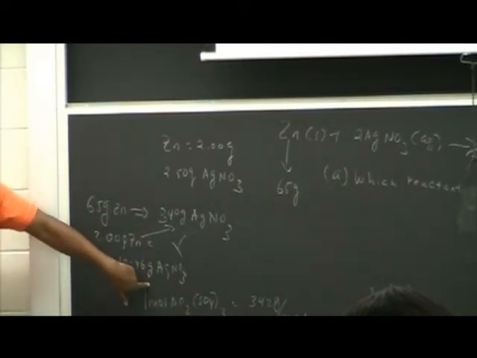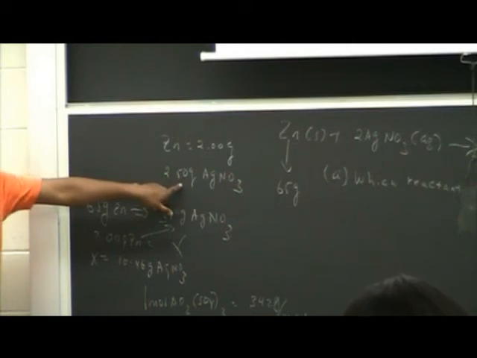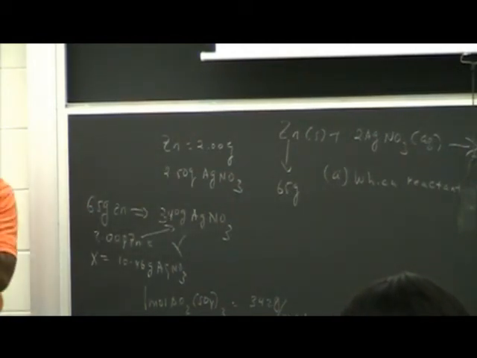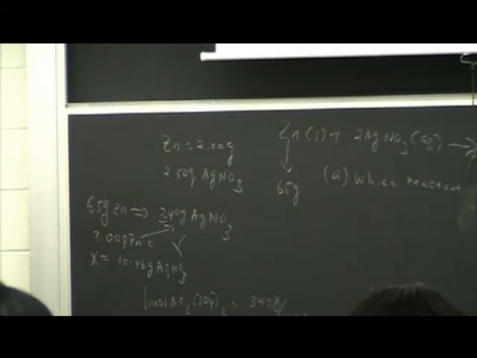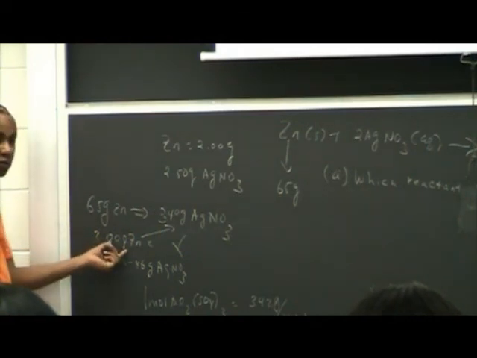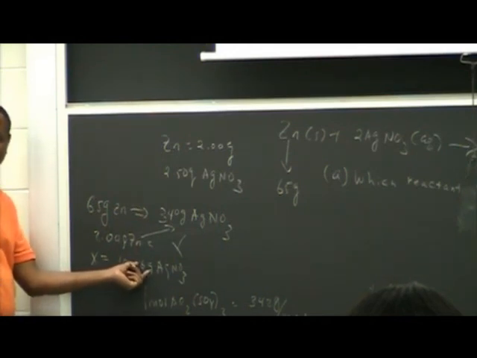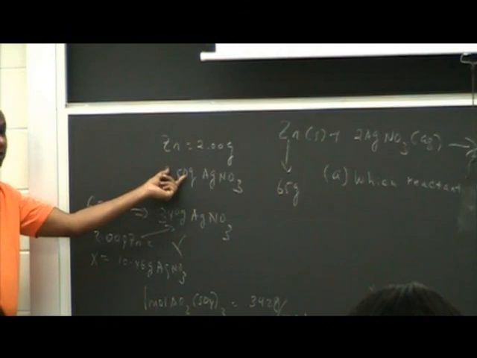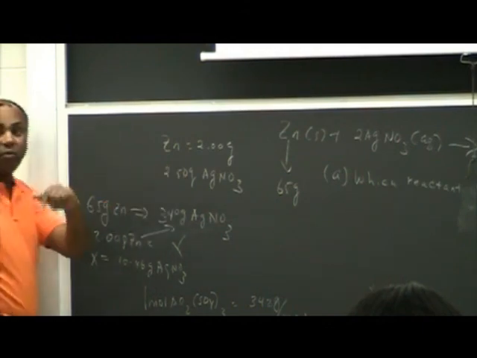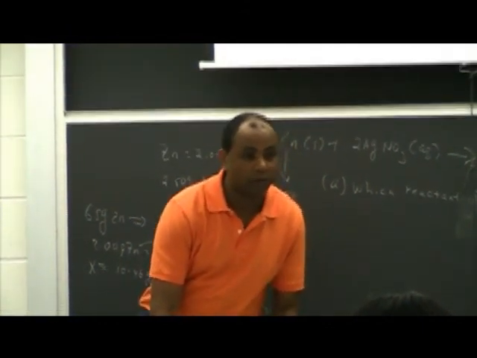You need 10.46 grams of silver nitrate, but you have 2.5 grams of silver nitrate. Now let me ask you one question. Which one is your limiting reactant? Silver nitrate. 2.5 grams of silver nitrate is your limiting reactant, because for 2 grams of zinc you need 10.46 grams of silver nitrate, and unfortunately you only have 2.5. I'm going to continue on Friday, okay?